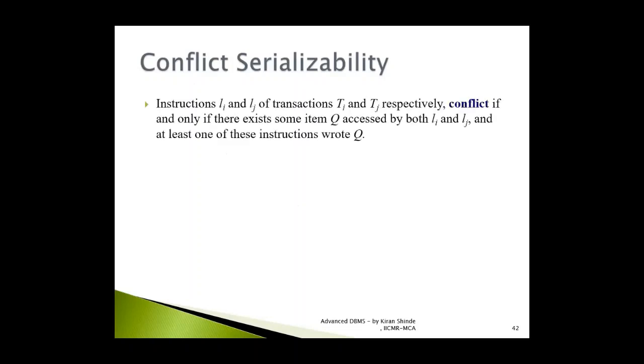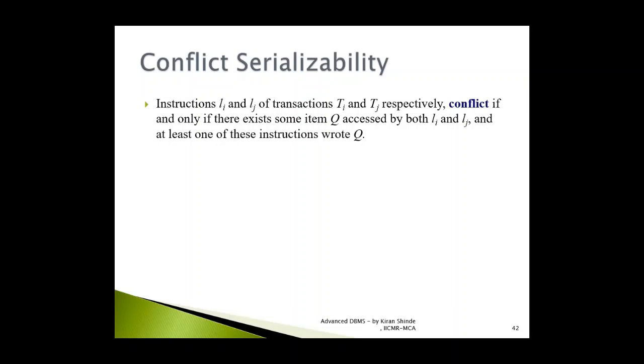What do you mean by it? Let us try to understand the definition of conflict serializability by taking into consideration some notations. Instructions Ii and Ij of transactions Ti and Tj. So we are talking about two transactions, Ti and Tj, where the instructions of Ti are called Ii and the instructions of Tj are called Ij. These instructions conflict with each other if and only if there exists some item Q accessed by both Ii and Ij, and at least one of these instructions wrote Q.